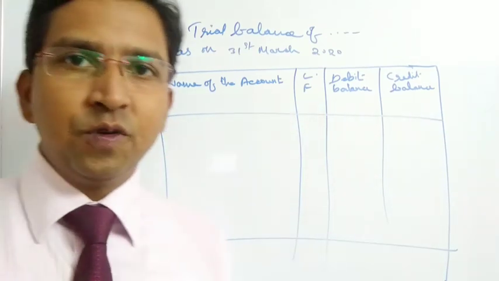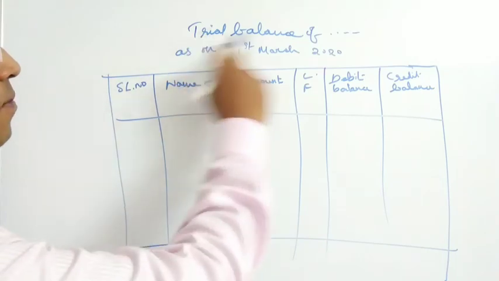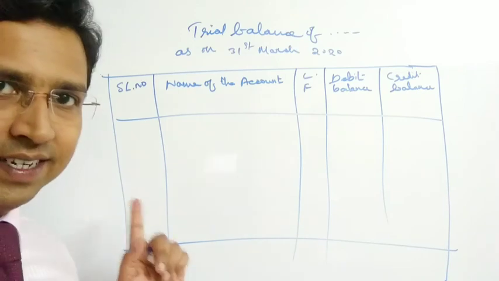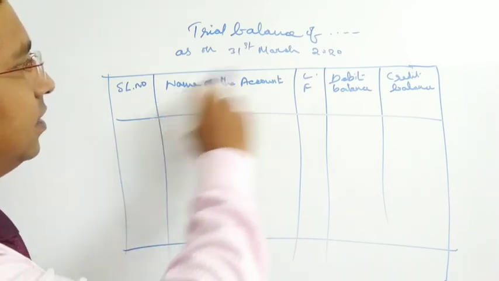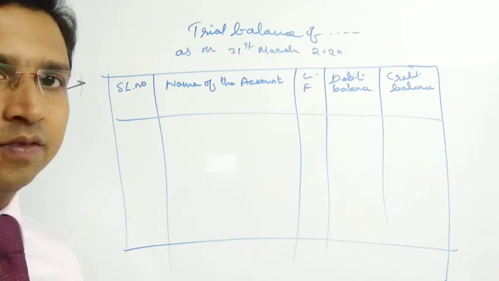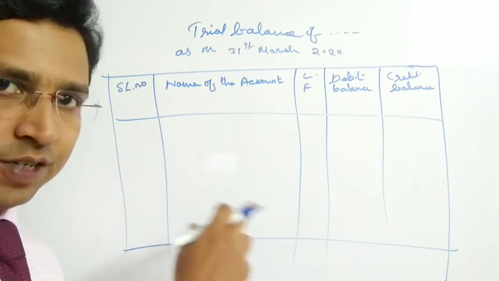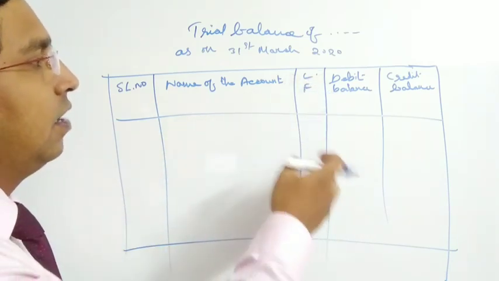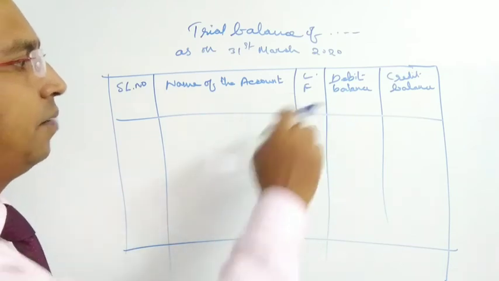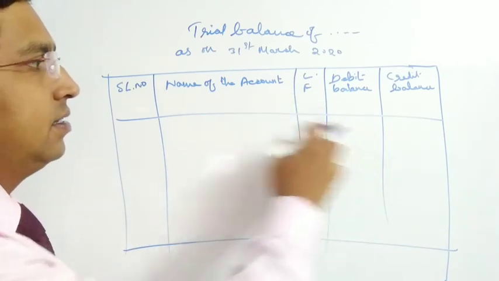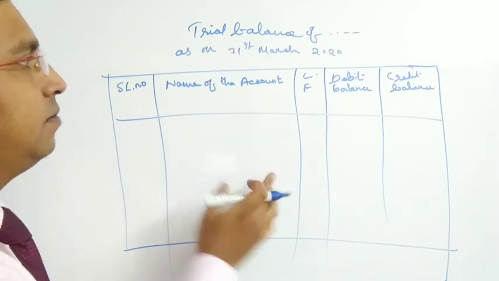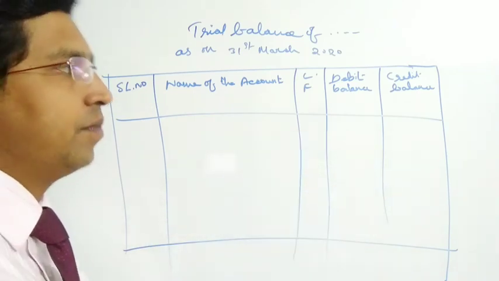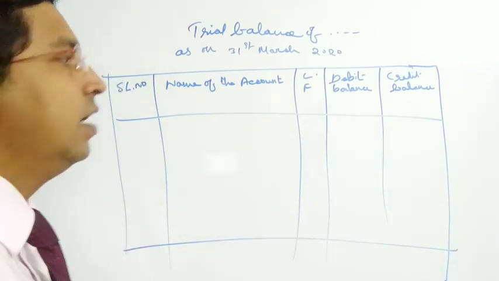So this is the pro forma or format of the trial balance. Trial balance of so and so as on 31st March, as on the date. First is the serial number and the second is the name of the account. From the ledger we have to write all the accounts, as I mentioned earlier. So that account name should be written here. Then the ledger folio is where such account is located in the ledger book; that page number should be written. Then the debit balance and credit balance. One ledger account may have a debit balance, another ledger account may have a credit balance. So those accounts should be written.